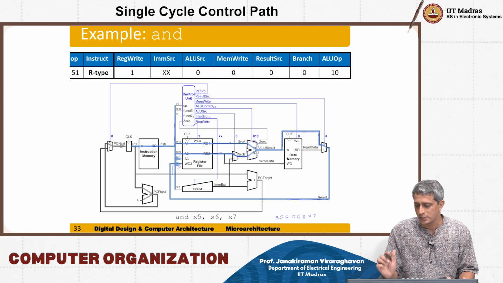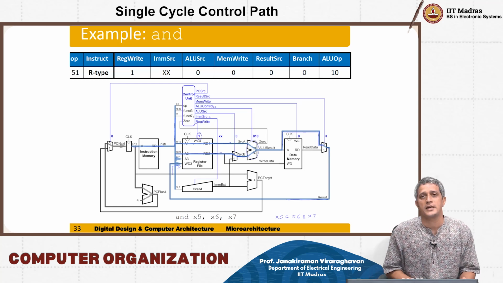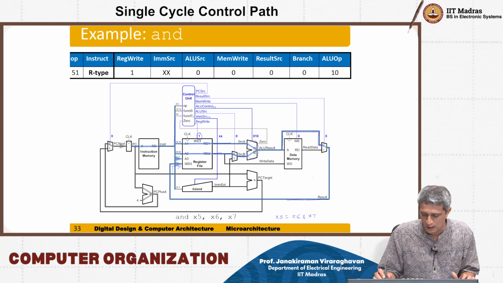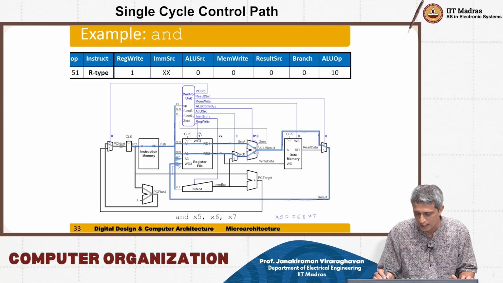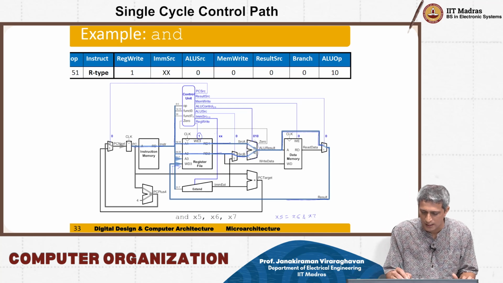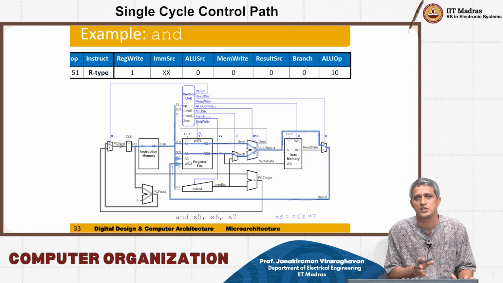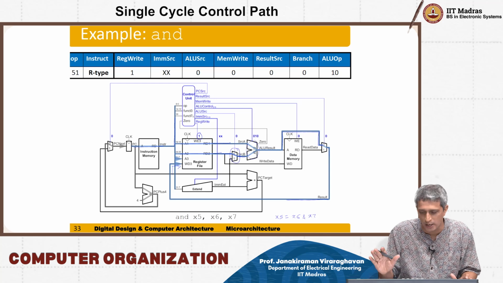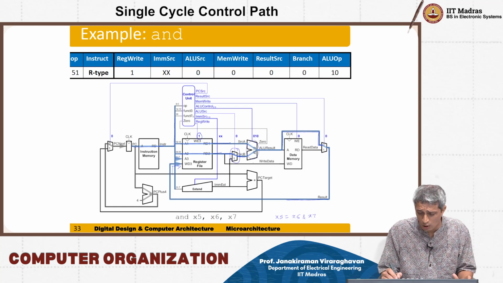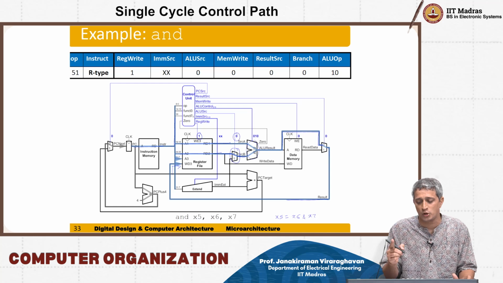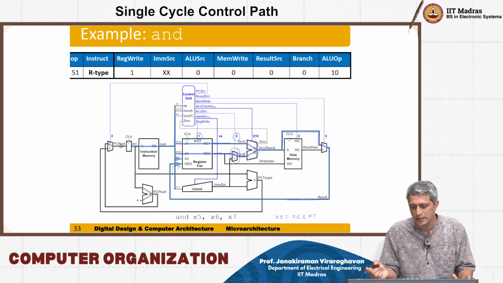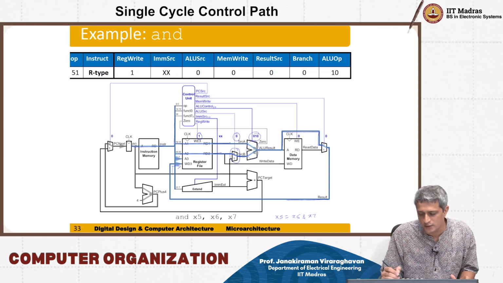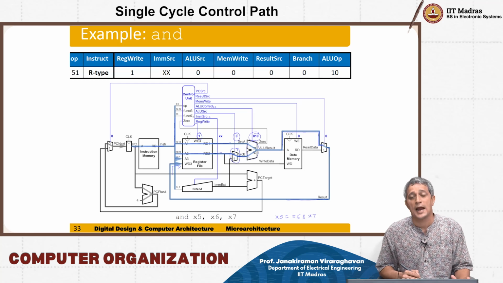In order to achieve this, obviously my register write has to be 1, because I need to write back into that register. My immediate source, what is this value? It really doesn't matter, because this mux is going to take care of bypassing that completely. Now ALU source of course has to be 0, otherwise I will read that immediate data. Then my ALU control has to be 0, 1, 0, because I want the AND operation there.